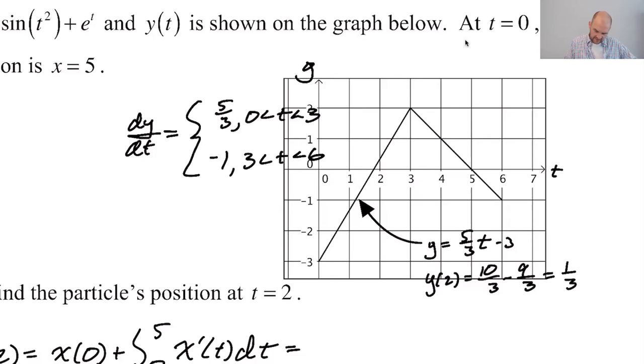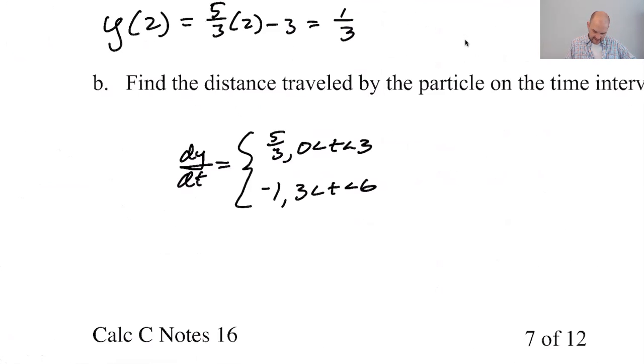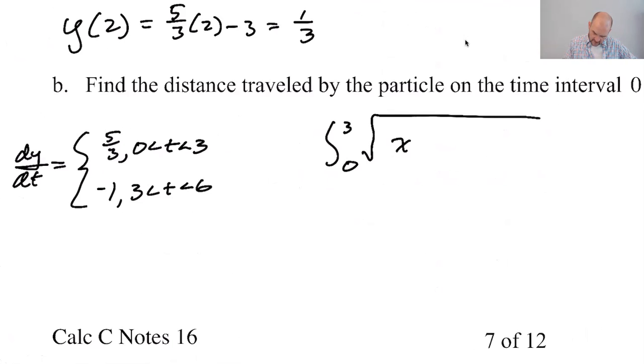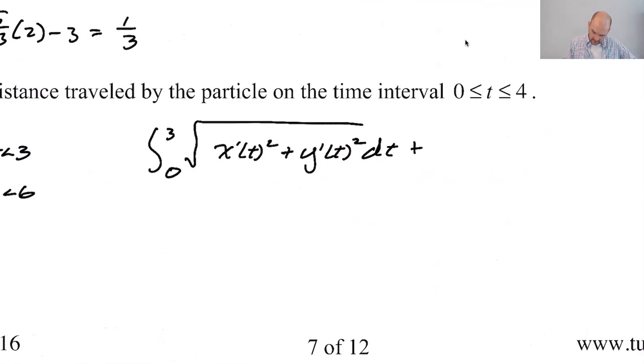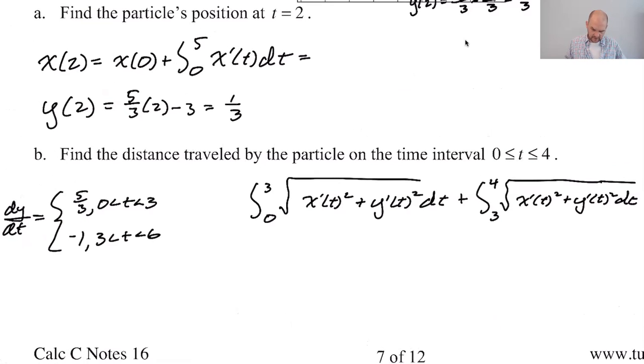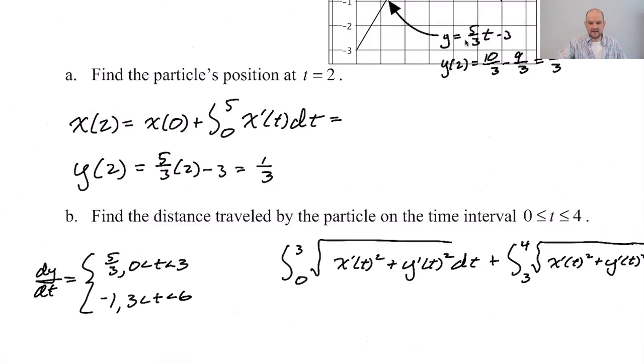So that's a fact. And I need that because dx/dt is always the same. So the distance traveled will be the integral from 0 to 3 of the square root of, I'm just going to write it out like this. And then on the calculator, I'll be a little more careful. Then 3 to 4 of the square root of x prime of t squared plus y prime of t squared dt. Okay, so now it's calculator work. So I'm going to do the calculator and then get out of here.